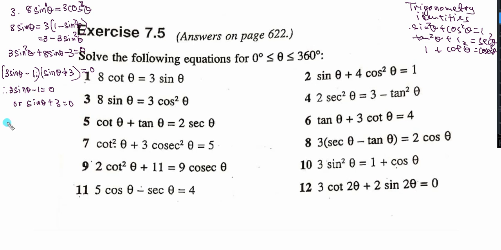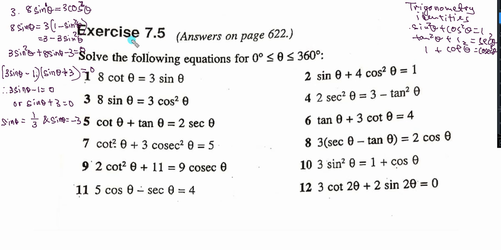Rearrange this one, you get sine theta equal to 1 over 3. And then you also have the case where sine theta, you bring the plus 3 over and it becomes minus 3. So from here you continue to do the usual working to find the theta value. That's it. This part here, you must know how to manipulate.